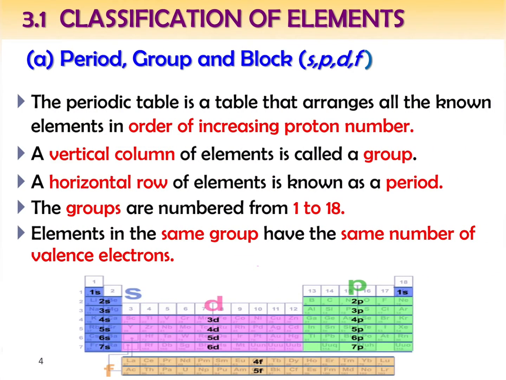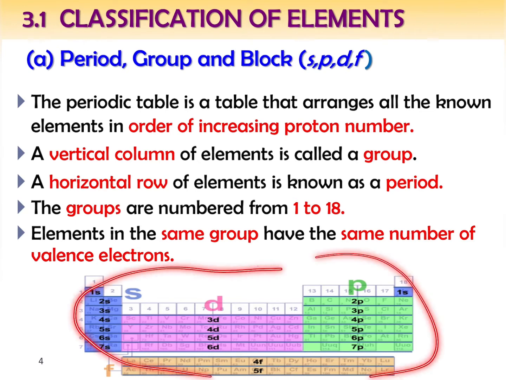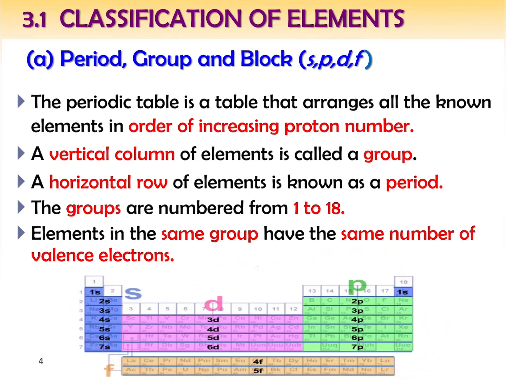Alright, so okay, so you can see here, ini adalah periodic table, jadual berkala. So, the periodic table is a table that arrange all the known elements in order of increasing proton number. So, ini adalah definition of periodic table.